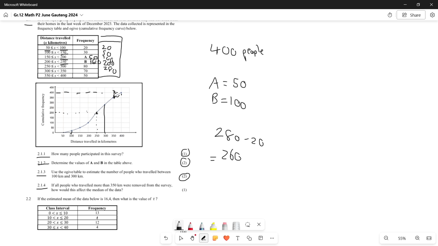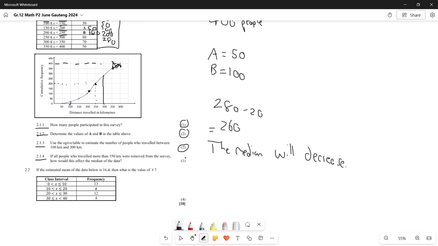But if we are going to remove all of this, we have a shorter data set over here, and it means our middle is going to be a little bit more here because it is going to shift to the left or become smaller because we don't have all of this information at the top to estimate. It's like a midpoint. So right now the midpoint was over here when we had a longer line, but as we remove some of the line, the midpoint is going to move to the left as well, because then the middle point will be about here to there. So all we need to say here is that the median will decrease, and that just earned 1 mark over there.